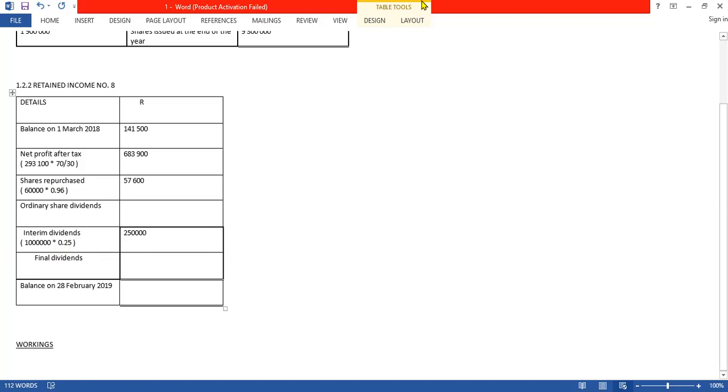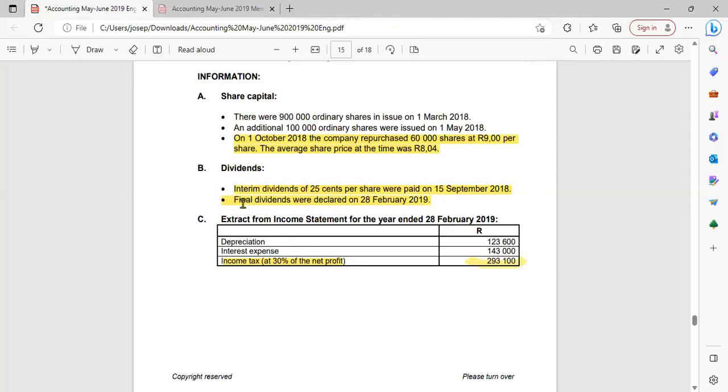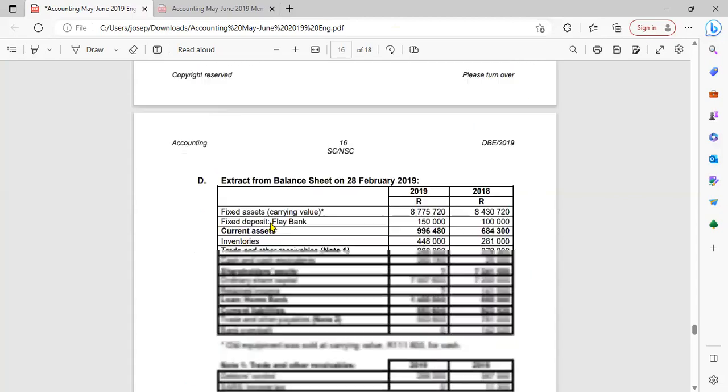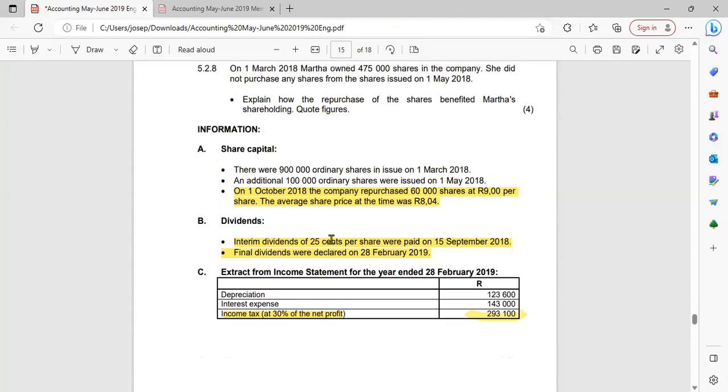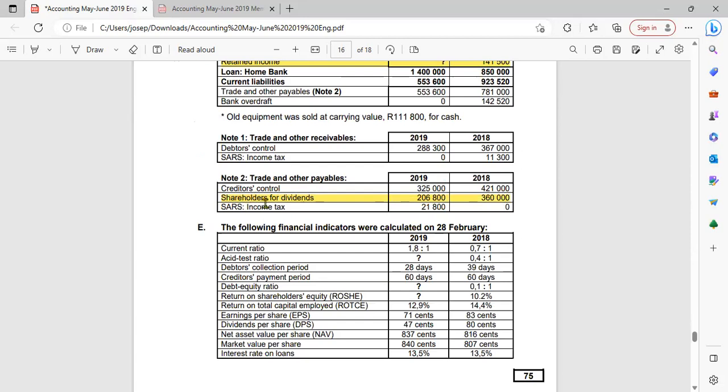So now we're going to final dividends, and as you remember, guys, final dividends were not given. We're just told that final dividends were declared on 28 February 2019. If we did not have this information and you were given the price paid per share, you would say 1 million shares subtract 60,000, because on 28 February 2019 these shares no longer included the 60,000 shares, right?